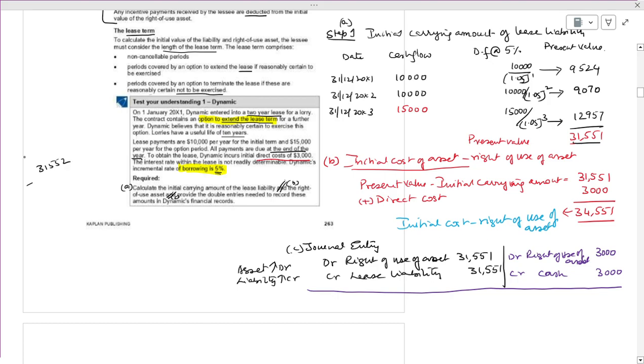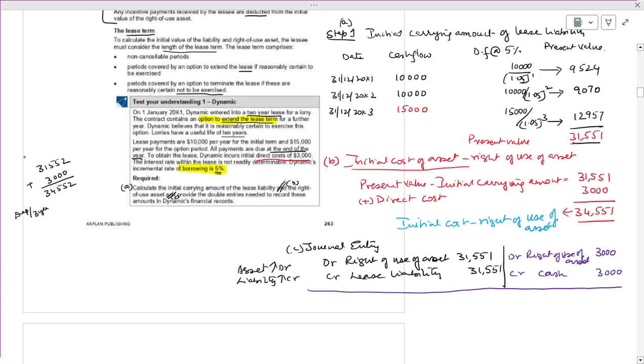31,552 plus there is a cost. How much is the cost? Direct cost is 3,000. Means the total cost is 34,552. Depreciation is for how many years? 3 years.